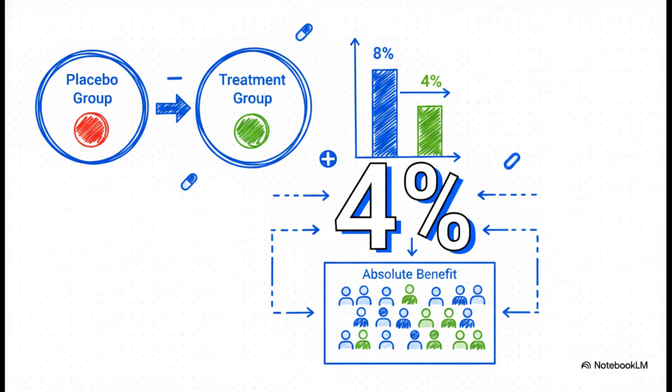Now, the crucial part is figuring out what this difference actually means. We calculate the absolute risk reduction by just subtracting the treatment incidence from the placebo incidence. So 8% minus 4% gives us exactly 4%. This is our absolute benefit. It tells us the raw percentage point reduction in disease risk that is directly attributable to taking our new drug, completely bypassing any of those potentially deceptive relative statistics you often see.